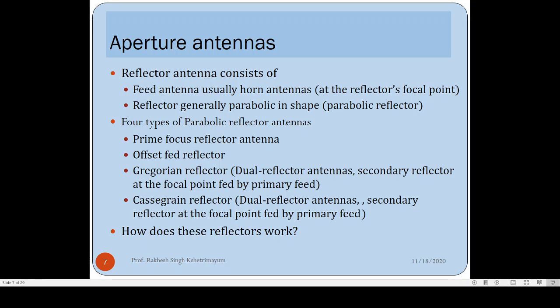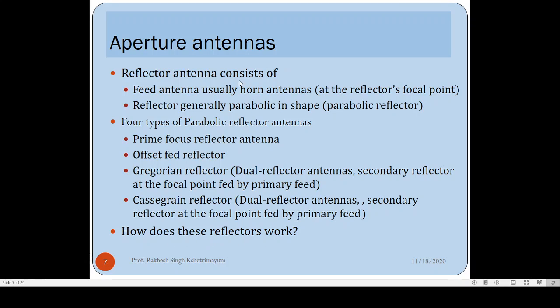You also have something called Gregorian reflector antennas, where you have a dual reflector. There will be a secondary reflector, which is actually a sub-reflector, placed at the focal point, and it is fed by a primary feed. And you also have Cassegrain reflectors. This is also a dual reflector antenna, with a secondary reflector at the focal point fed by a primary feed.